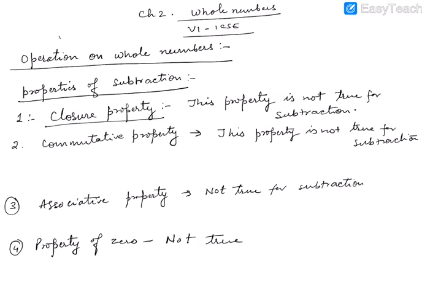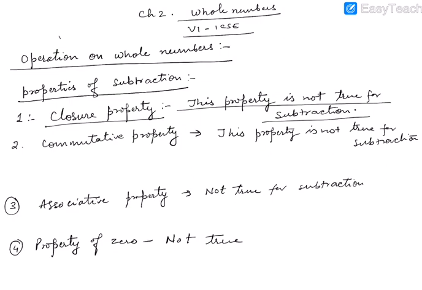Now I'll cover it for subtraction. In subtraction we'll check whether, when we subtract two whole numbers, it gives a whole number or not. Sometimes it will give a whole number and sometimes it will not. So this property is not true for subtraction, because every time you will not get the answer as a whole number.